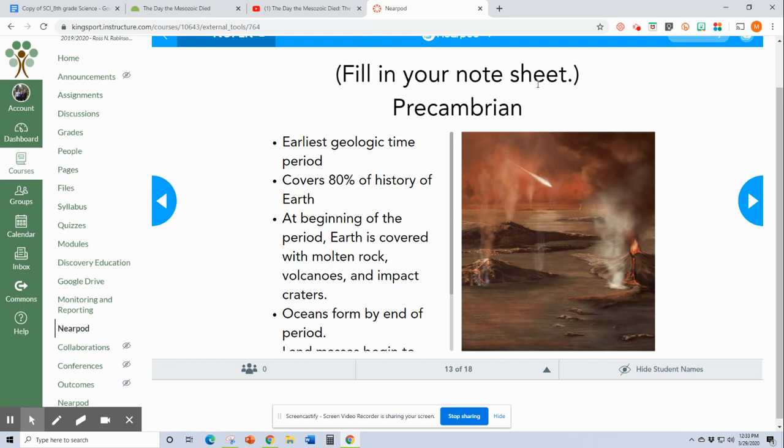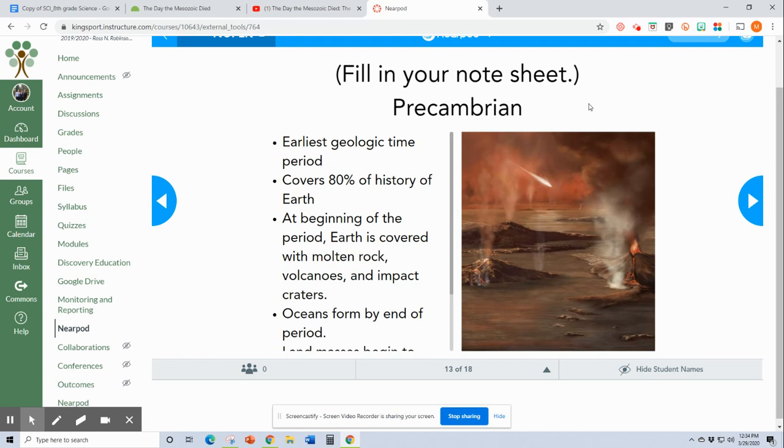And then we're trying to tell you, hey, go back to your note sheet. So the very first big chunk of time we call pre-Cambrian. Pre means before. And it actually makes up 80% of the history of the Earth. Nobody was there, okay? We use evidence from rocks and the lack of fossils to give us some idea of what the Earth was like.